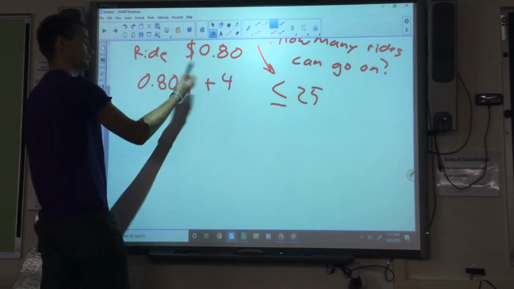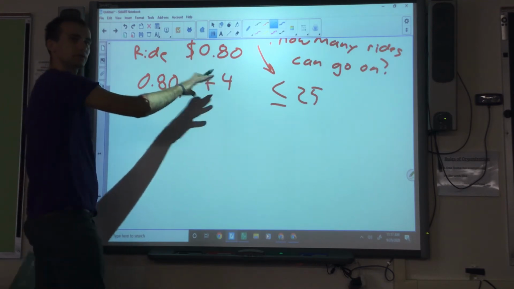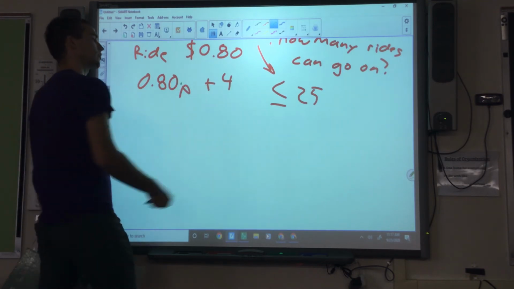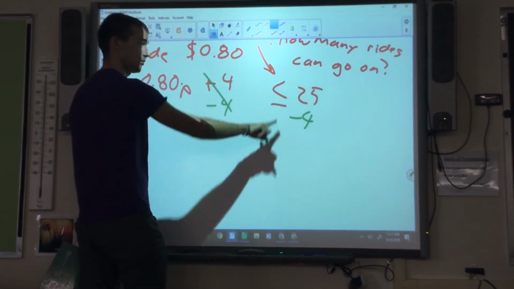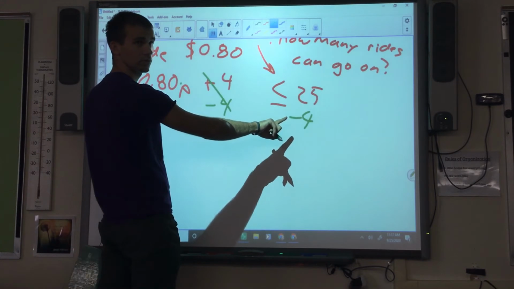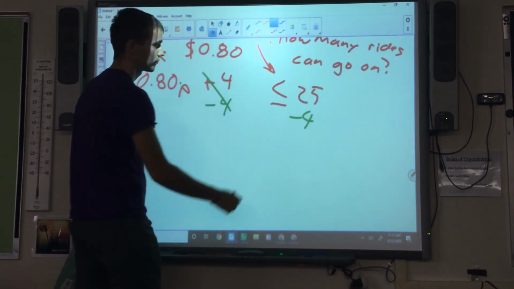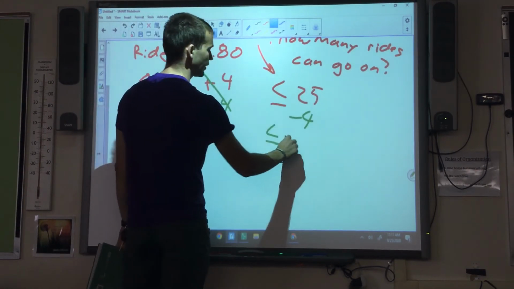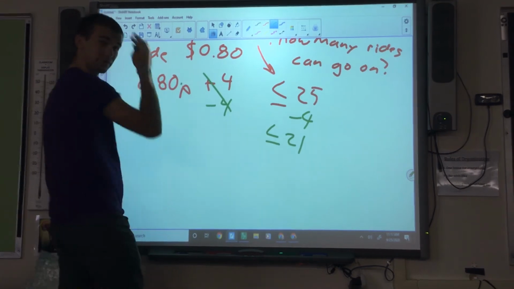So to solve this, what's the last thing being done to P? Well, multiplication comes first, then addition. So addition is last. We undo in the opposite order. Opposite of adding is subtracting 4. Does that mean I switch a symbol? No, because that symbol only gets switched when you are multiplying or dividing, so it's 21, 8/10 P.